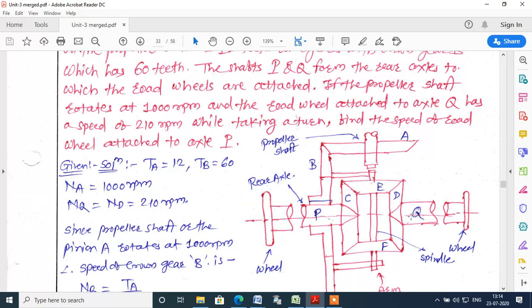So this is axle P, this is Q. Here C, E, D, F, A, B, this is the propeller shaft, correct? This is the arm. So this is the figure it is given and accordingly you have to solve this problem. Okay, so try to solve at your end. This is a homework for you.